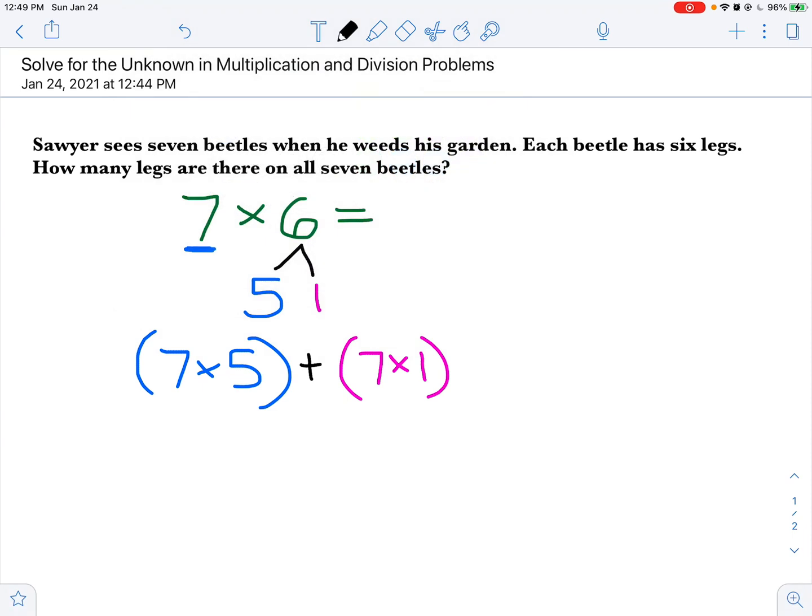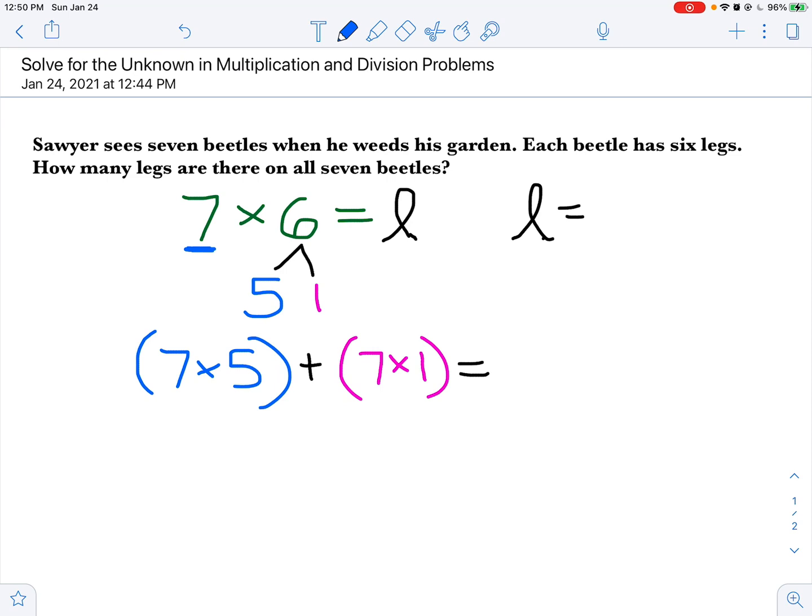Now, one thing I forgot to do is to write my letter. So because I'm being asked how many legs are there on all 7 beetles, I want to use the letter L, but I forgot to warn you the other day. Look at this. An L looks very much like the number 1, doesn't it? If you want to use an L, you could use a cursive L that looks kind of like this. Okay, so I'm going to do that. I'm going to use a cursive L, and I'm solving for L in this case. So I can even get myself set up and go L equals, and we're going to find out what it equals.